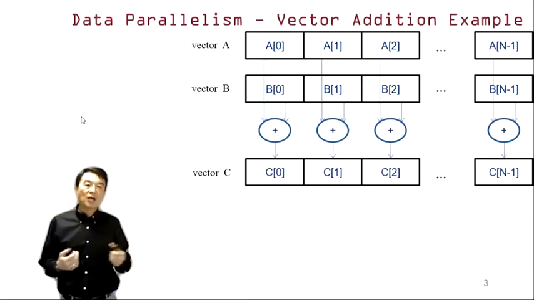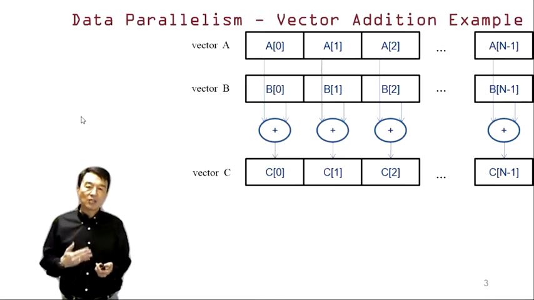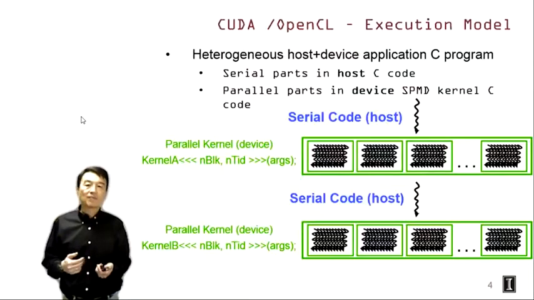So if we have a large number of elements in each vector, and we have a large amount of hardware, we should be able to perform all these additions in parallel. And that's how we can fundamentally achieve high performance in a CUDA program. So that's the reason why we're going to be using this very simple example to illustrate the basic concepts of CUDA.